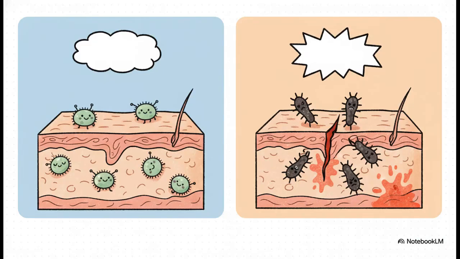Okay, so on one side, you've got your resident flora. You can think of them as the friendly, long-term residents of your skin's neighborhood. They're meant to be there, and they don't cause any bother. But on the other side, you've got the transient flora. Now, these are the passersby, the potential troublemakers. Usually, they're just moving along, but if you give them an opening, like a cut, a scrape, or a weakened immune system, they can very quickly become unwelcome invaders.